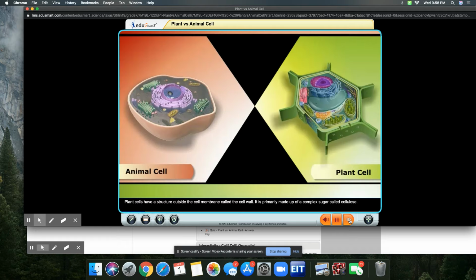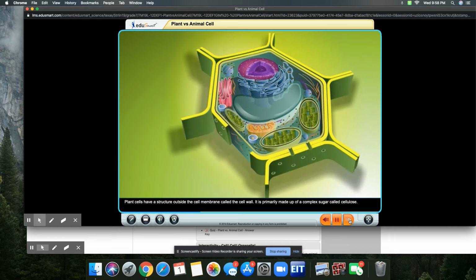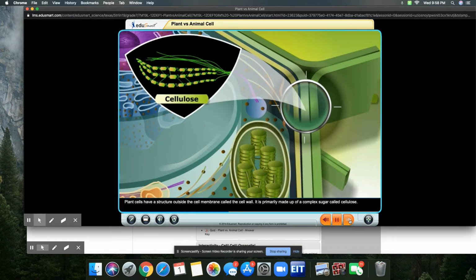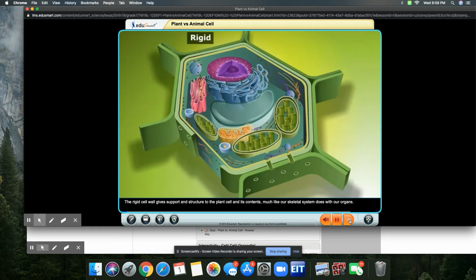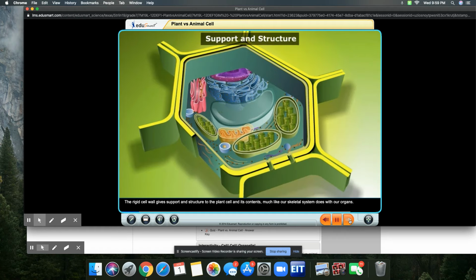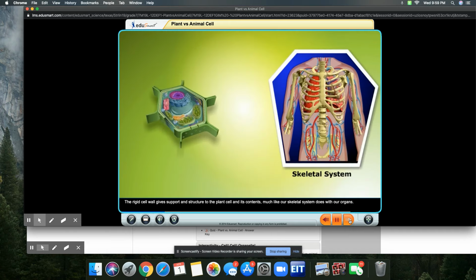Plant cells have a structure outside the cell membrane called the cell wall. It is primarily made up of a complex sugar called cellulose. The cell wall is mainly impermeable in most parts, except for where there are tiny holes. These holes permit the movement of different substances. The rigid cell wall gives support and structure to the plant cell and its contents, much like our skeletal system does with our organs.